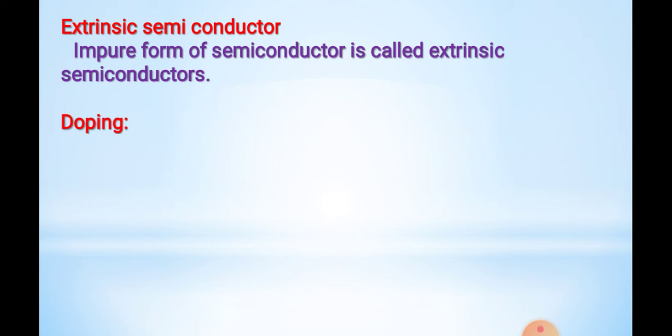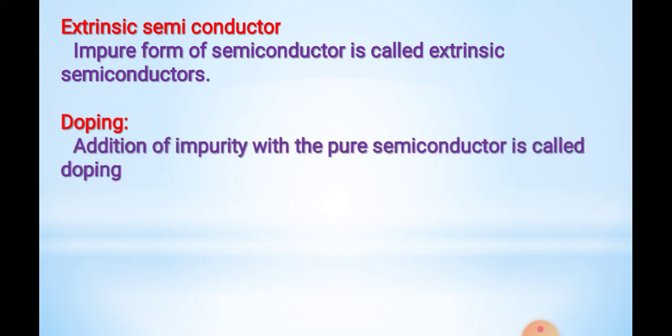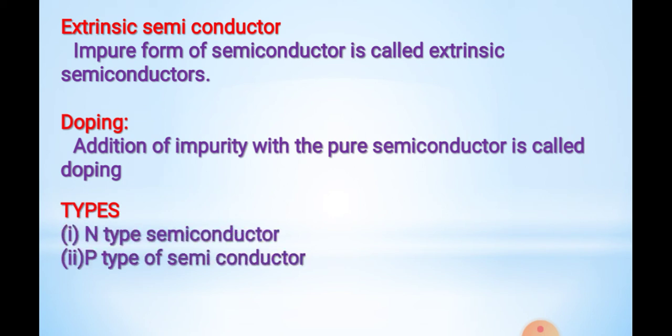With the pure semiconductor, when you add impurity, you will get extrinsic semiconductor, or the impure form of semiconductor. So we are going to see what we mean by doping. When you add impurity to the pure semiconductor, there is a process, and that process is called doping. The addition of impurity to the pure semiconductor is called doping. Depending upon the impurity added to the material, these extrinsic semiconductors are classified into two types: N-type semiconductor and P-type semiconductor.